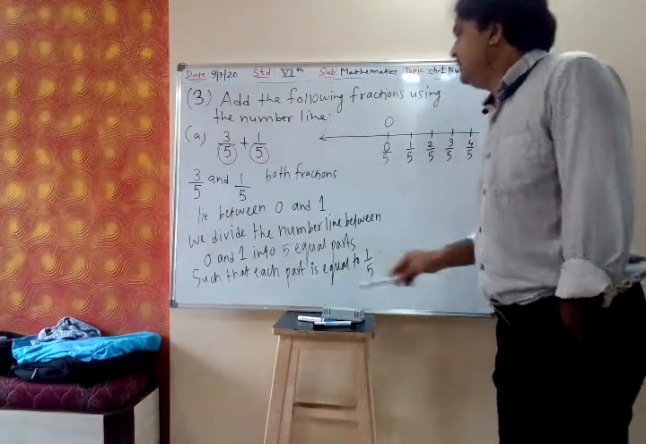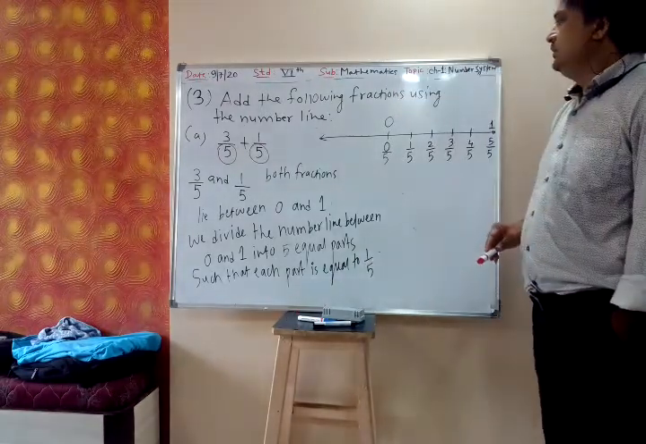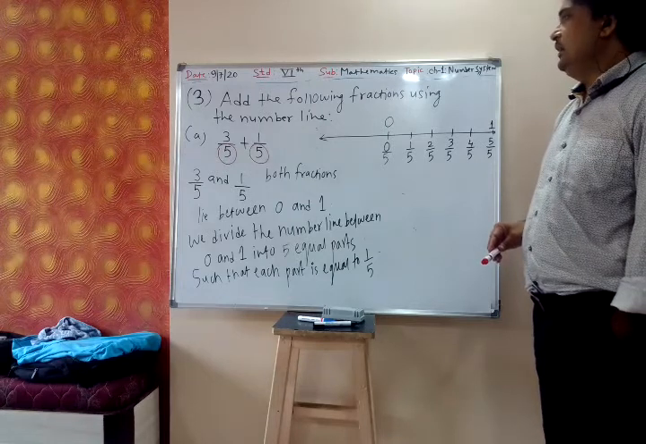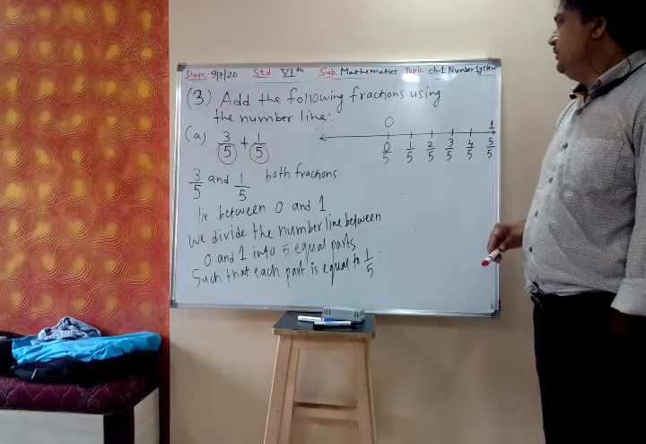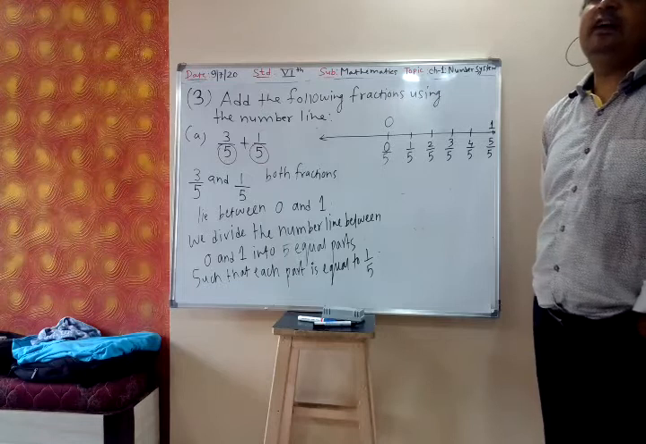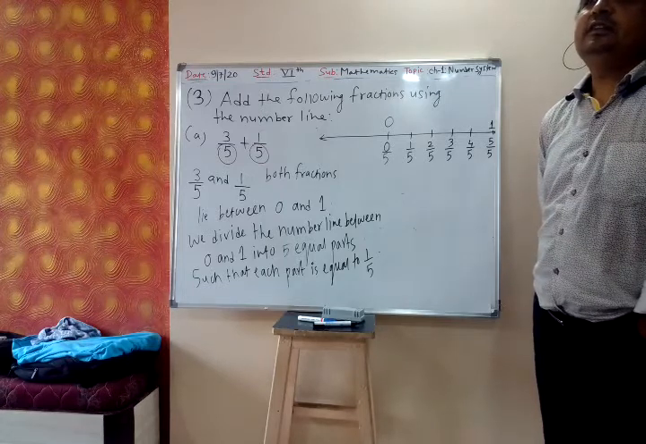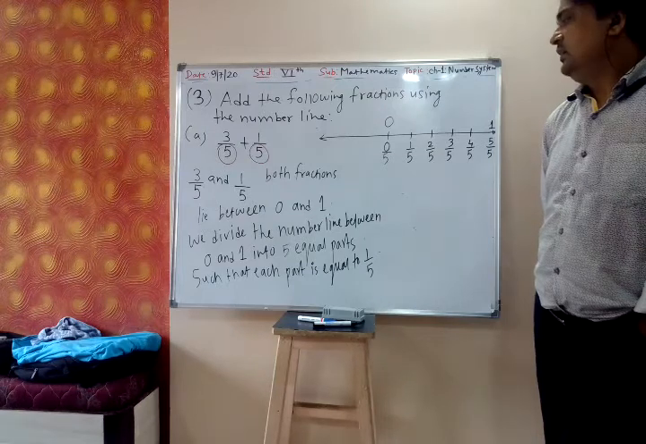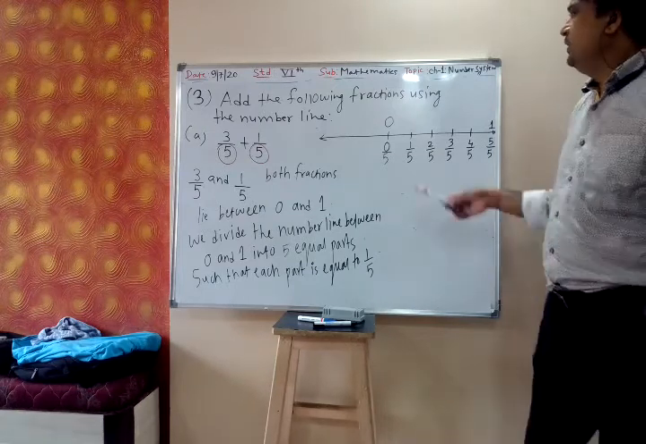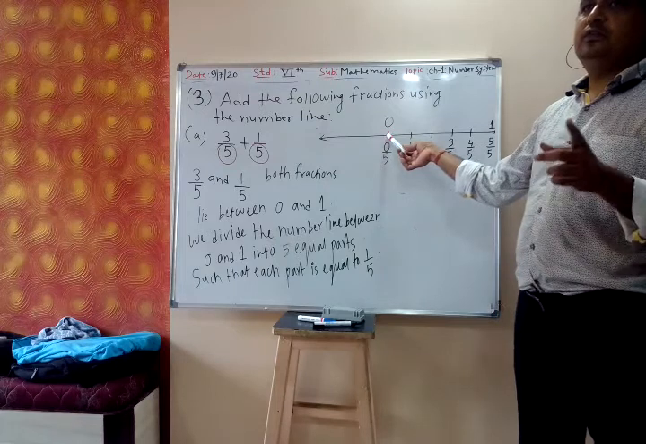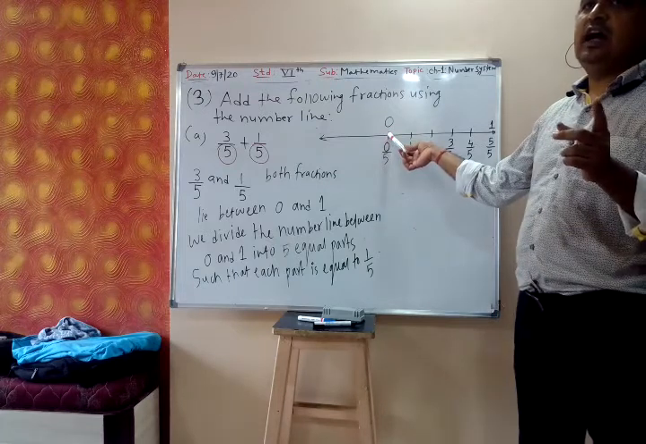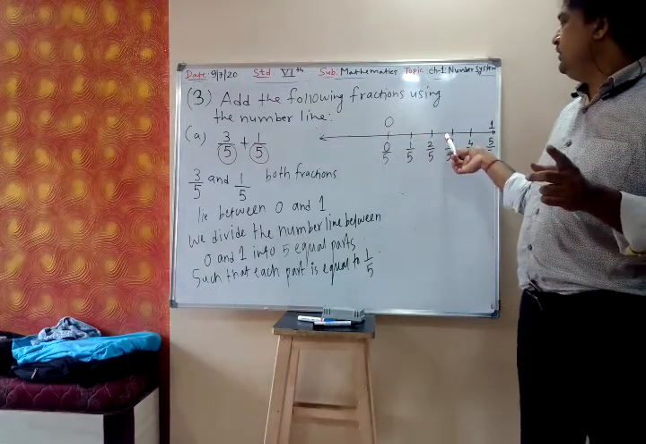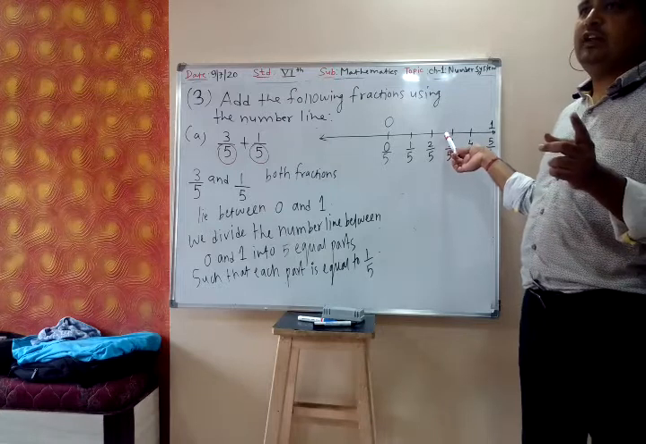3 upon 5. Where will you see 3 upon 5? How will you reach 3 upon 5? From 0, I will move 3 steps to the right.